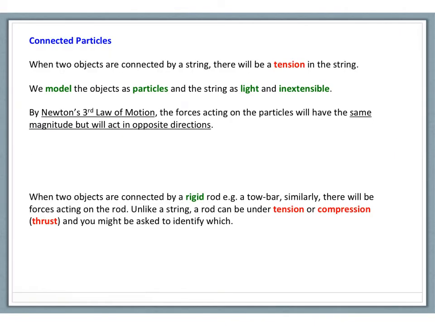When two objects are connected by a string and the string is held taut, there will be a tension force in the string. We can model the objects as particles and we model the string as light and inextensible. If the string is inextensible, then the tension will remain constant throughout the string.